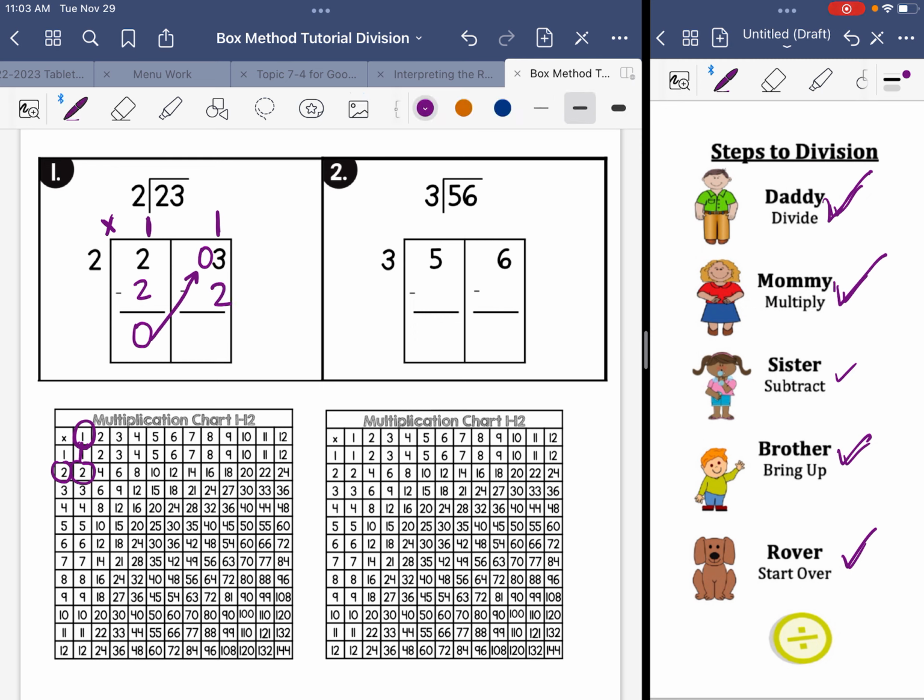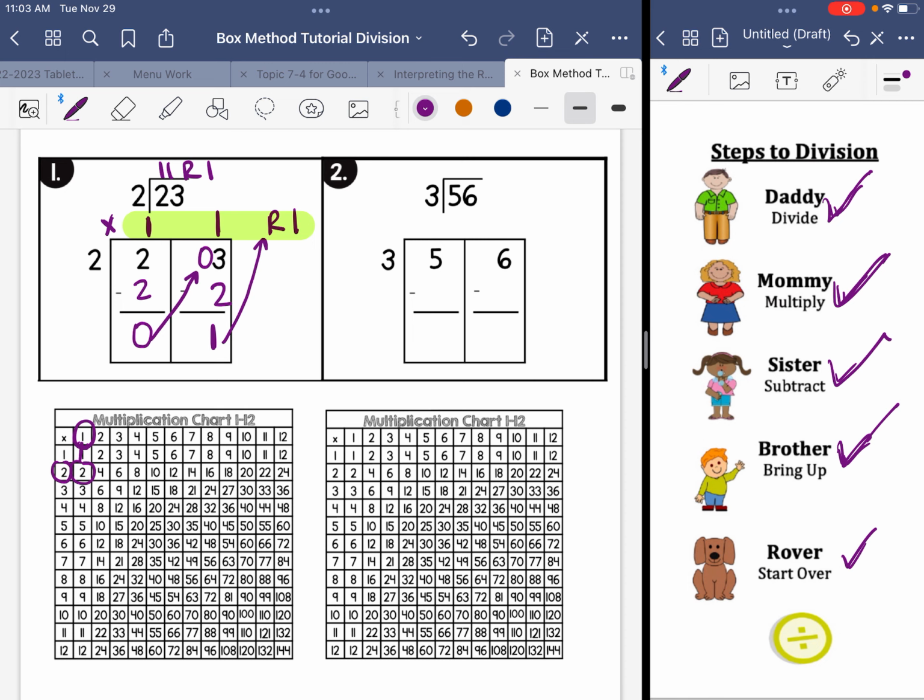We just did mommy multiply. Now let's do sister subtract. 3 minus 2 equals 1. Now we're going to do brother bring up. We're going to bring this up because we're going to put remainder 1. So my answer is 11 remainder 1.